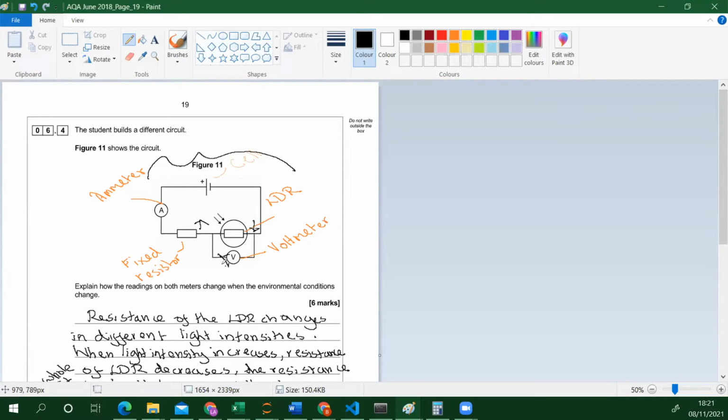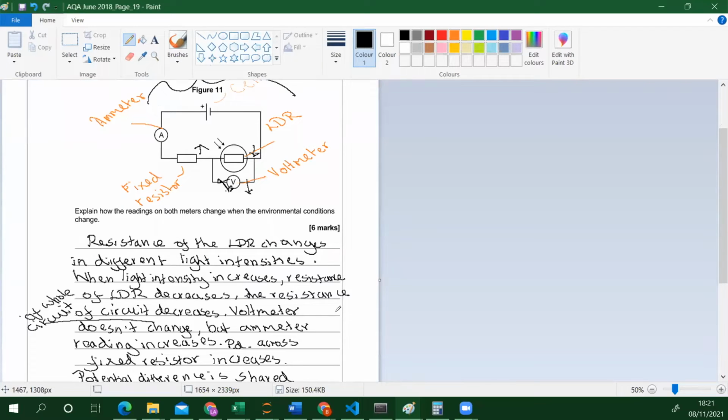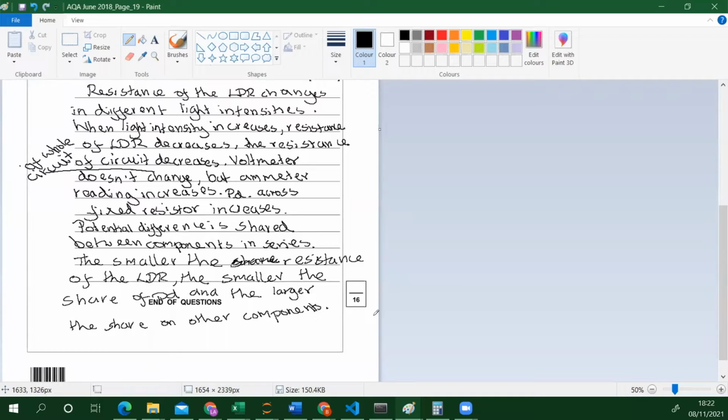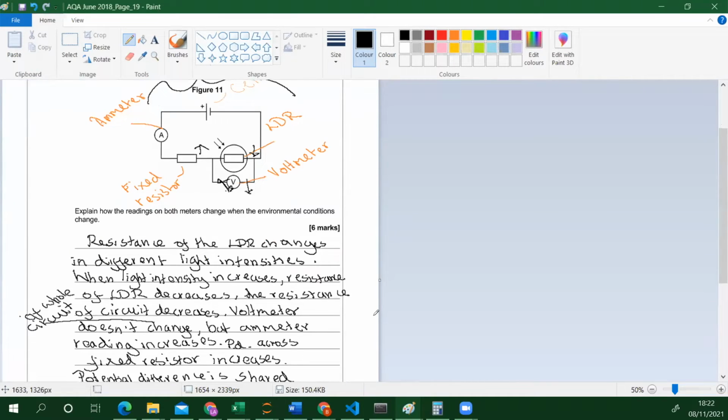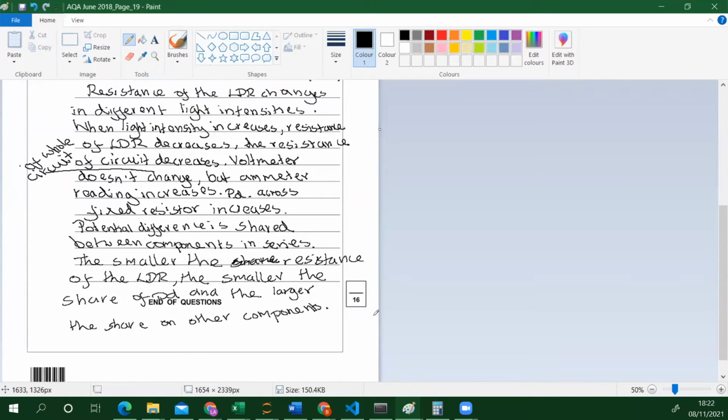It's quite a complicated question. This decreases, because potential difference is shared between the components in series. So the lower the resistance of the LDR, the smaller the share of the potential difference, and the reading on the voltmeter decreases. Okay, so you need to outline all of those things. Yeah, it's quite an involved question.